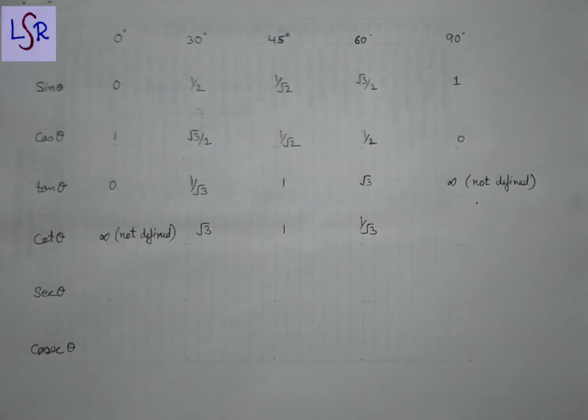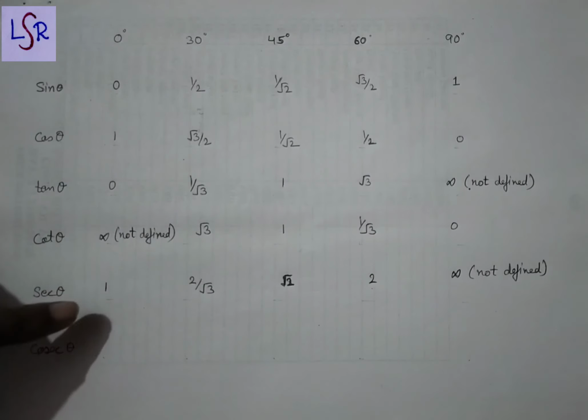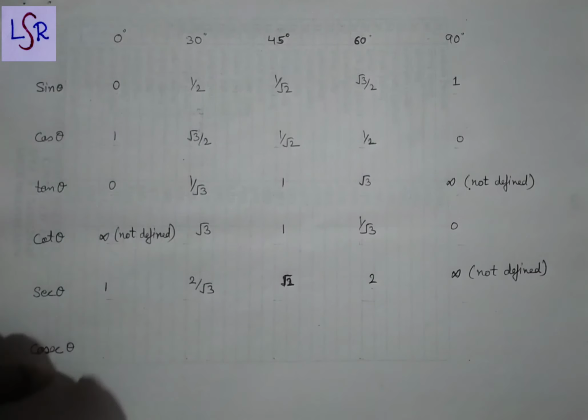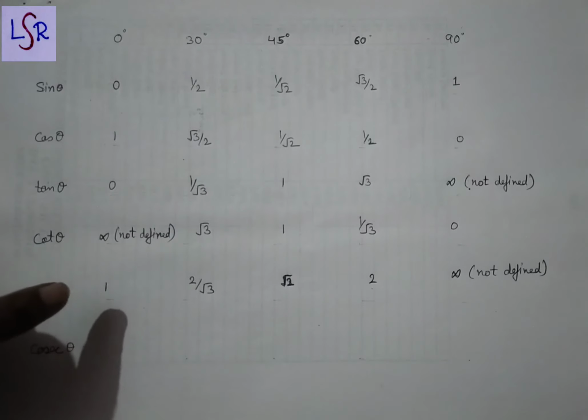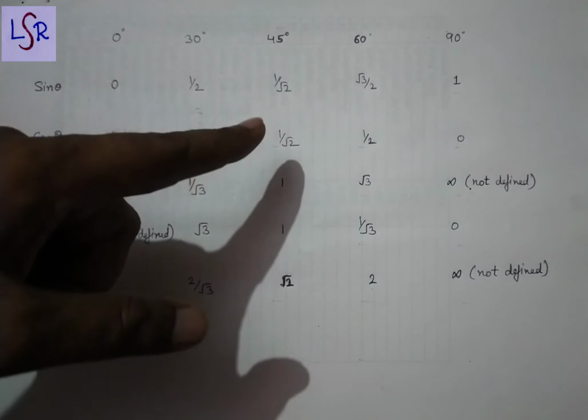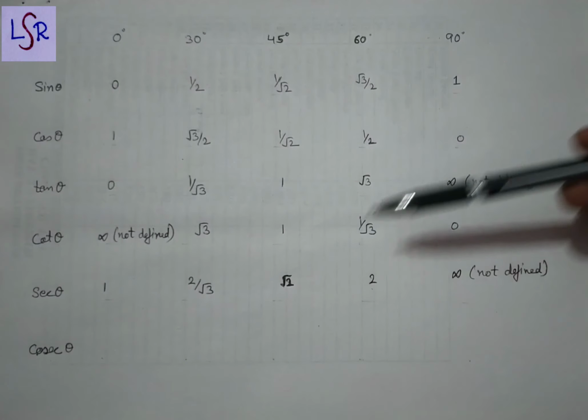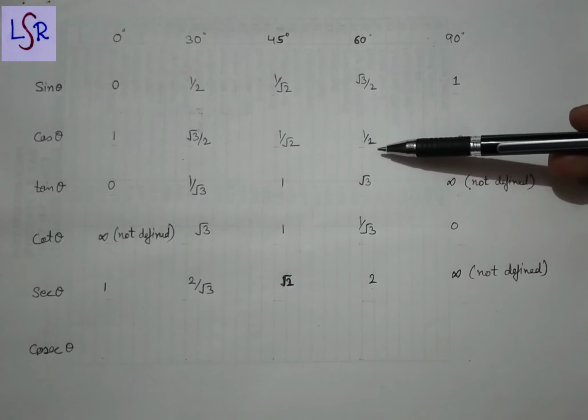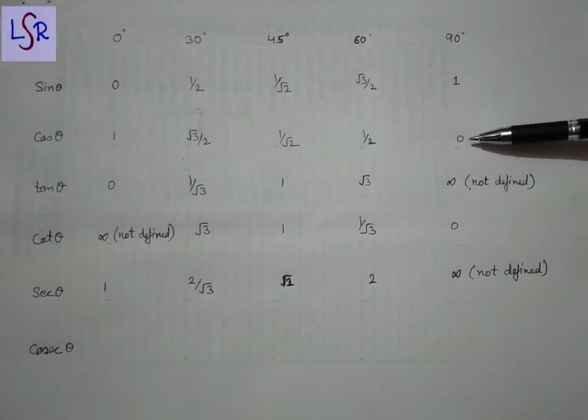Then sec theta, that is the reciprocal of cos theta. And here we get the value of sec theta. It is 1, so the reciprocal of 1 is 1. Root 3 by 2, so here it is 2 by root 3. This one is 1 by root 2, so this is root 2. Then here it is 1 by 2, so it became 2. Now the reciprocal of 0 is again not defined.